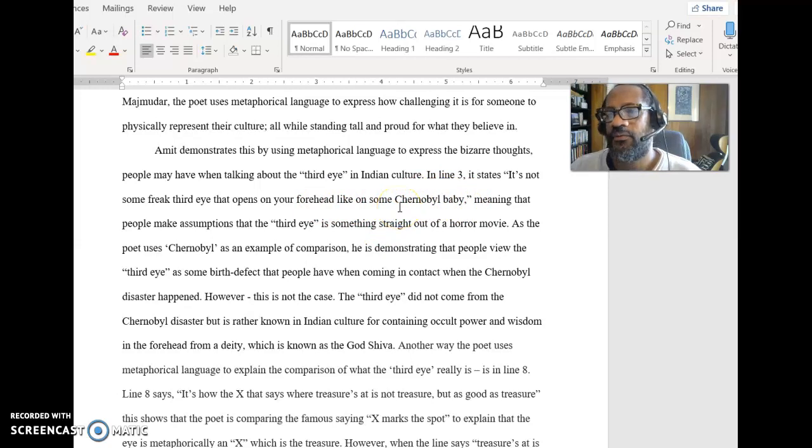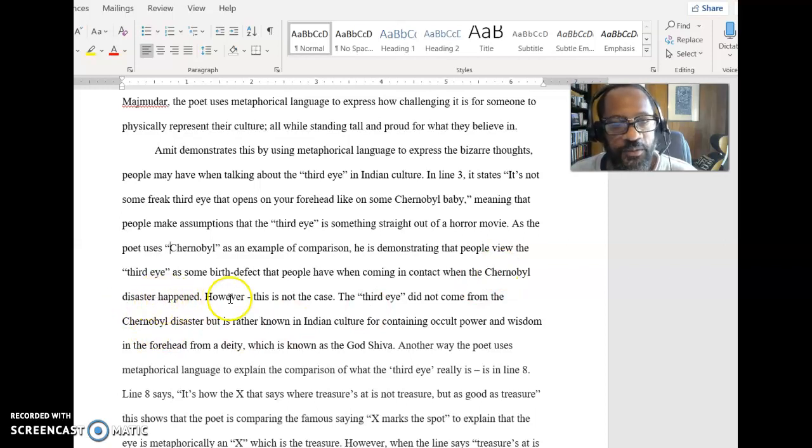But he wants to show that, see, that's the kind of difficulty that he has, is that people have those kinds of assumptions, right? So people make the assumptions that the third eye is something straight out of a horror movie. As the poet uses "Chernobyl," this should be double quoted here. There's no need ever really to use single quotes here. As the poet uses Chernobyl as an example of comparison, he is demonstrating that people view the third eye as some birth defect that people have when coming into contact with the Chernobyl disaster.